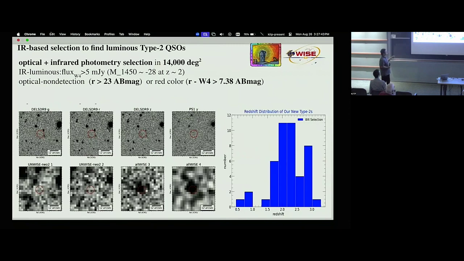Here is an example of our candidates. You can see that there is no detection in DESI and Pan-STARRS, but it is very bright in WISE W4. Then we obtained spectra of 49 of these targets, and we successfully identified 41 new Type-2 quasars. Unlike previous surveys, this time we find most of them to be at redshift above 2.